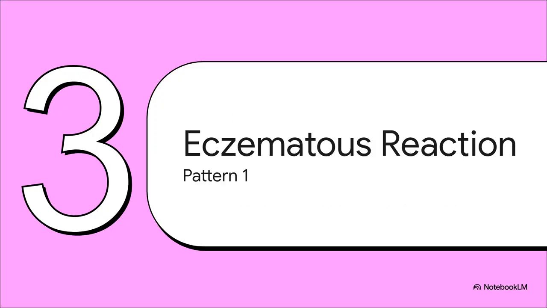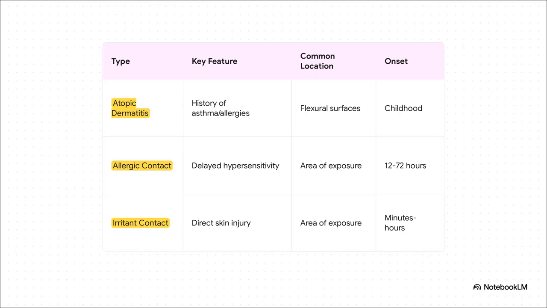All right, let's put what we've learned into practice. Our first big pattern is the eczematous reaction. This is basically a big bucket category for rashes that are red, inflamed, and super itchy. You've definitely heard of these. We're talking about eczema or dermatitis. Okay, this table breaks down the big three types. With atopic dermatitis, the clue is usually in the patient's history. Do they or their family have a history of asthma or hay fever?